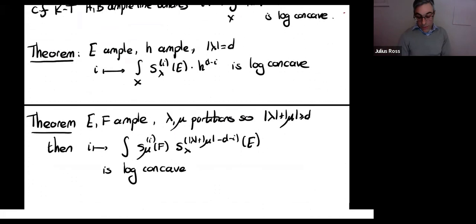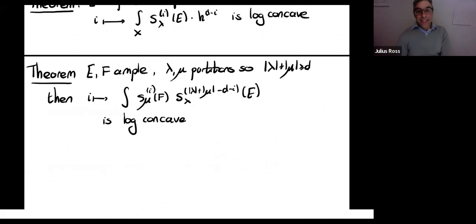I can do more. Suppose you have two ample vector bundles, which could happen. And suppose I've got two partitions with the sum of their sizes being large enough. I can take some derived Schur class of F, and then some other derived Schur class of E. I've got these numbers balanced, so that if you multiply these two things together, you get a top degree form on X. The dimension of X is always D.